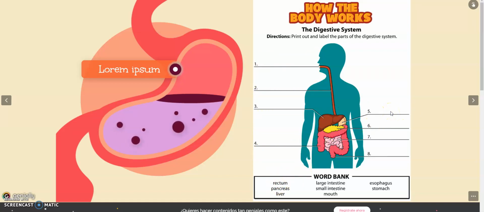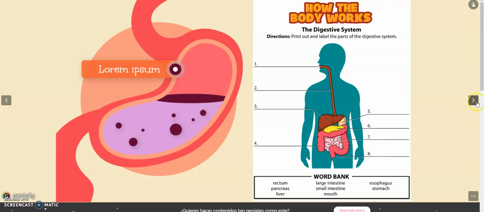You have two options. You can print this picture, and if you don't have a printer, and I don't want you to go out, what you can do is just draw the digestive system in your notebooks. So I repeat, you can print, puedes imprimir, and if you don't have a printer, you can draw the digestive system. Pueden dibujar también, si no tienen impresora no hay ningún problema.